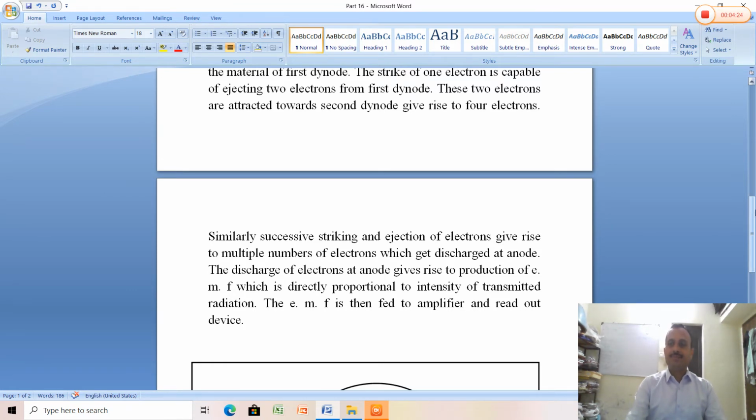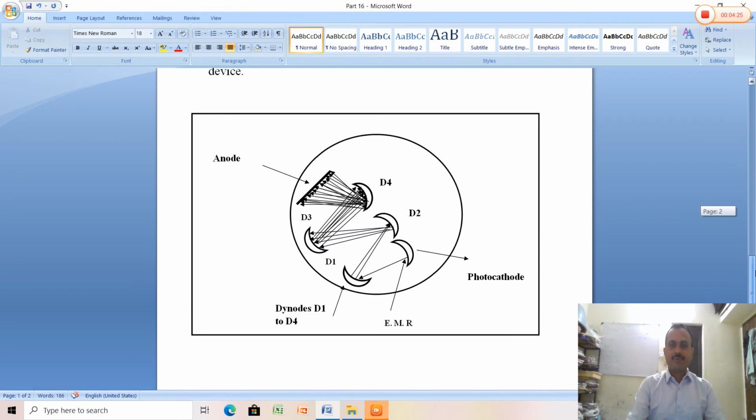So this is all about the typical theory of the photomultiplier tube. Now this is the typical diagram of the photomultiplier tube. This is nothing but the photocathode, which is made up of sensitive material, that is an alkali or alkali metal oxide. Electromagnetic radiation is incident on the photocathode. Now here one electron is given out towards the first diode, that is D1.